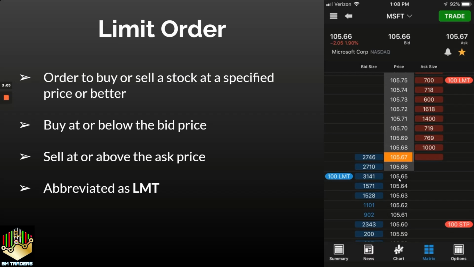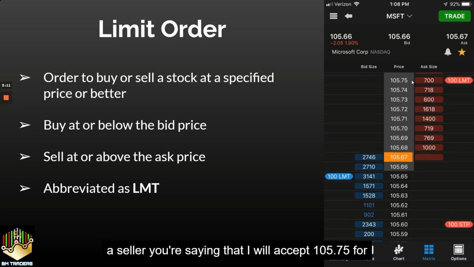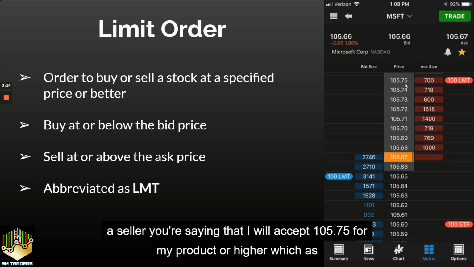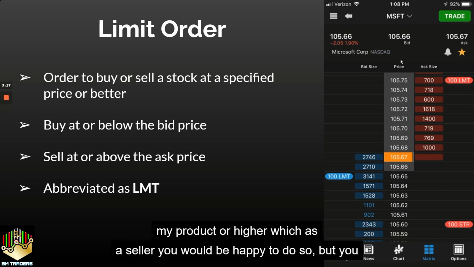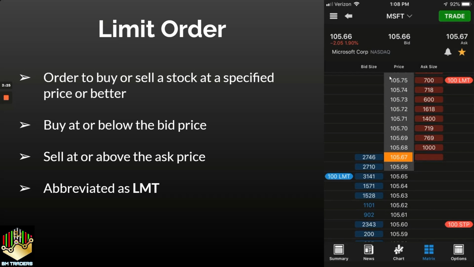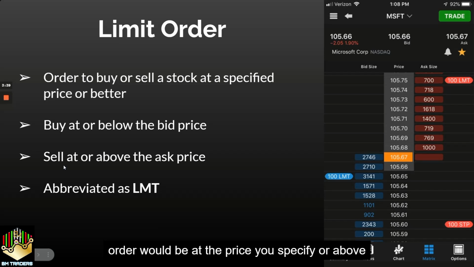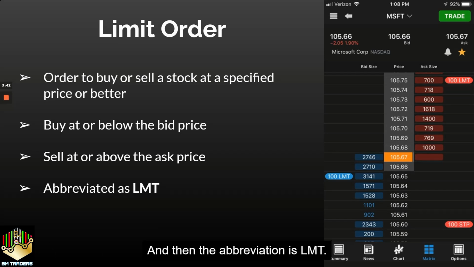As a buyer, you're willing to pay 105.65 and you will be lucky to pay less. If there was a limit order on the offer side, then as a seller, you're saying that I will accept 105.75 for my product or higher, which as a seller you would be happy to do. But you would not have your order filled at a price lower than this. So if you put in a limit order, the buy will be at the price you specify or below it. The sell will be at the price you specify or above it. And the abbreviation is LMT.